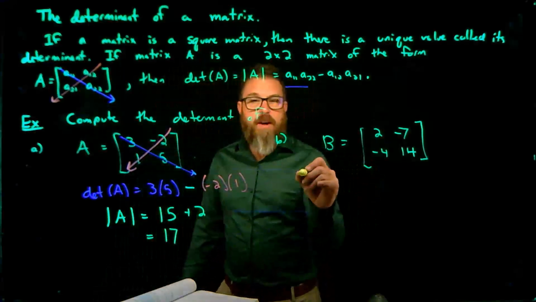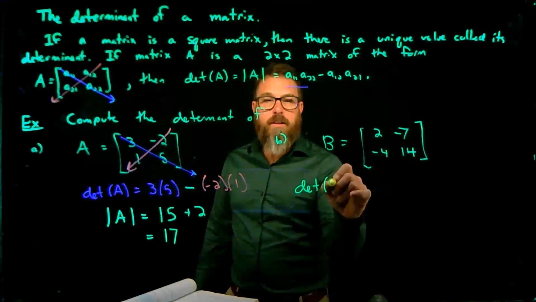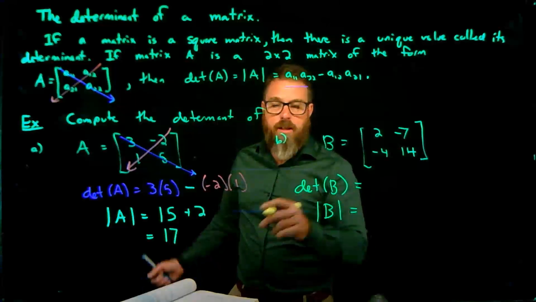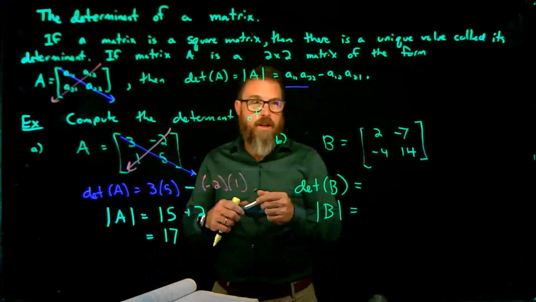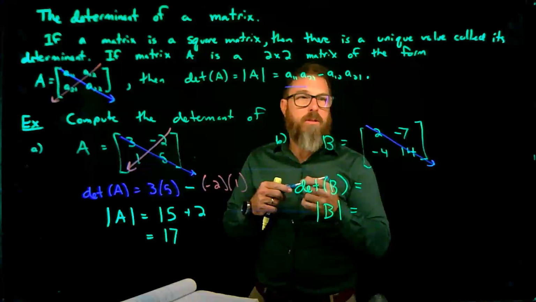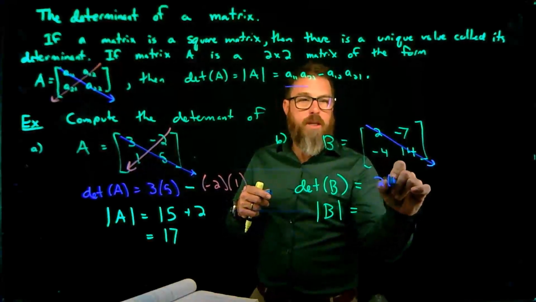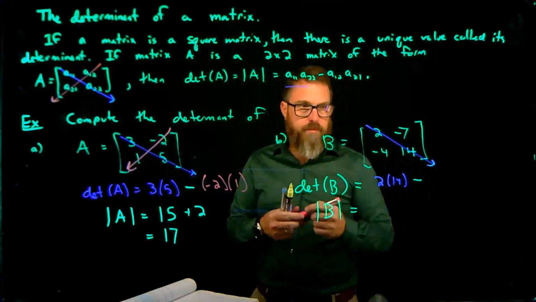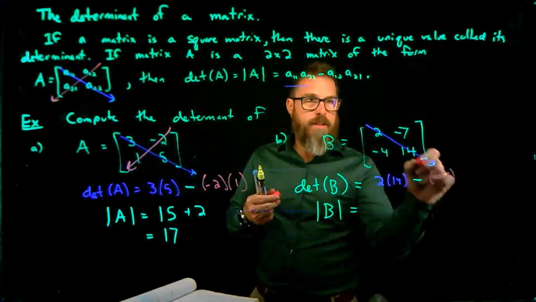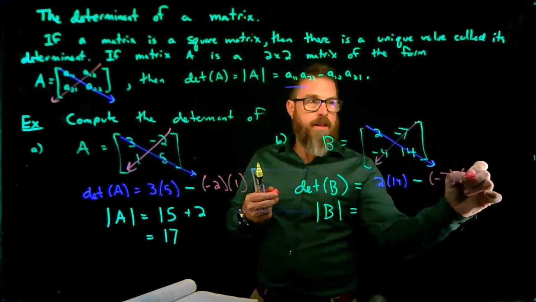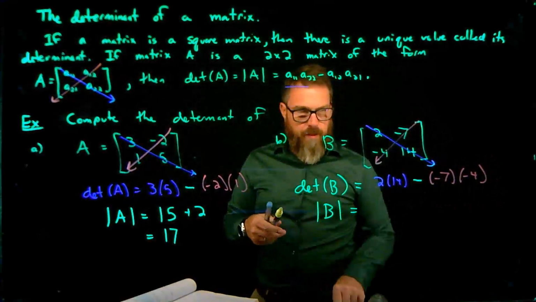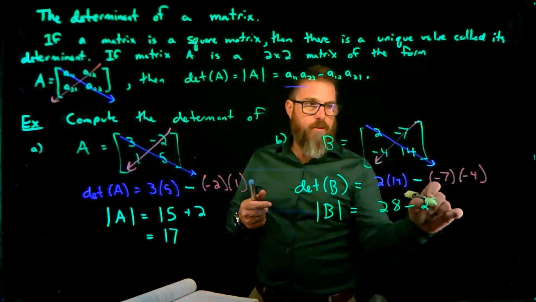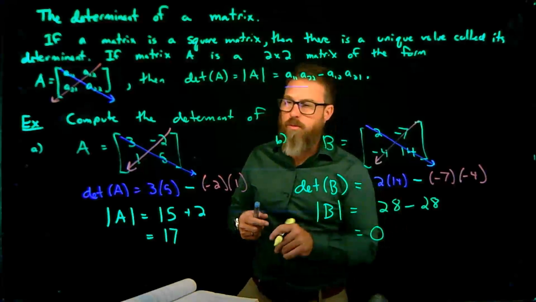Very similar, if I want to find the determinant of B, or if you prefer this notation for determinant, a lot of students do because it's less writing, we know that we're going to have to multiply this main diagonal. So that is going to be 2 times 14, and then minus negative 7 times negative 4. So we're going to have 28 minus, well, negative times negative is a positive 28. So in this case, this determinant is equal to 0.